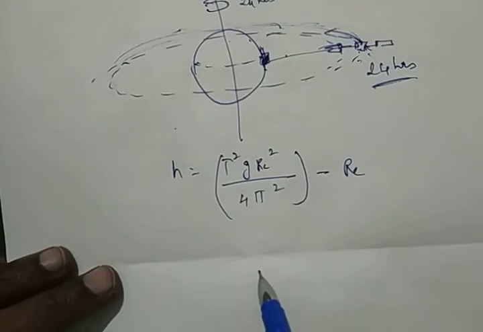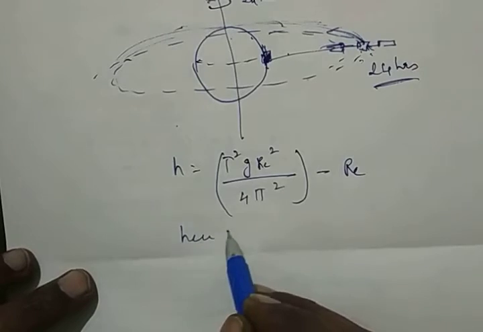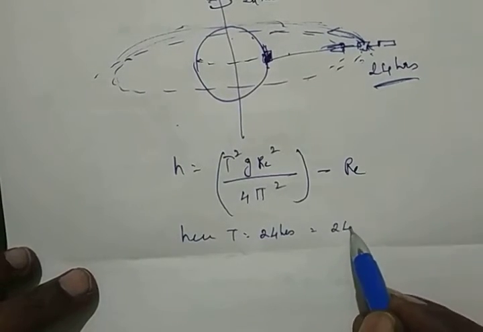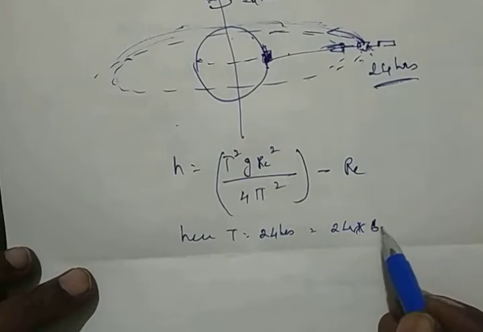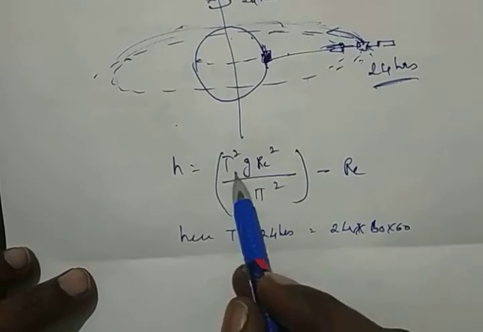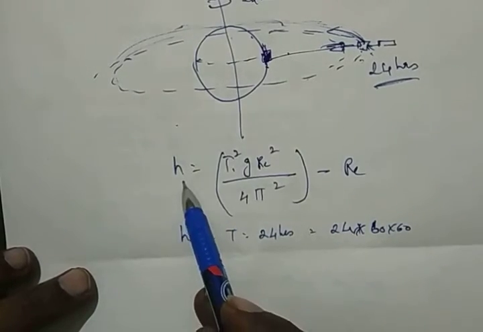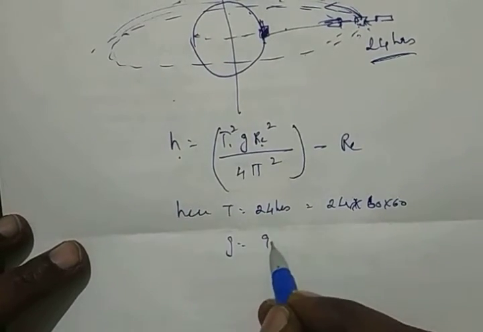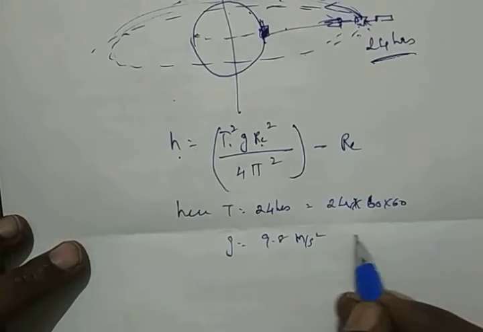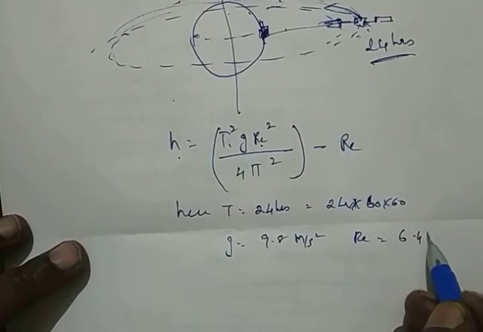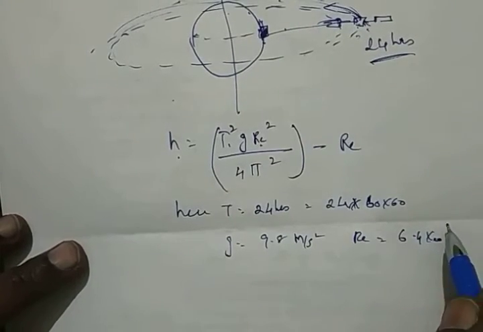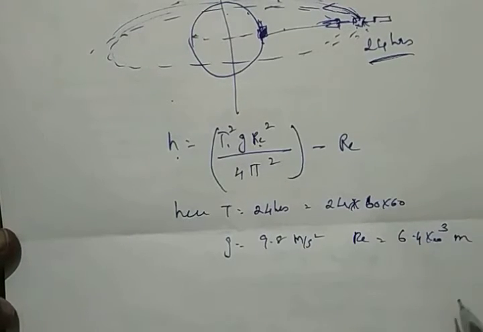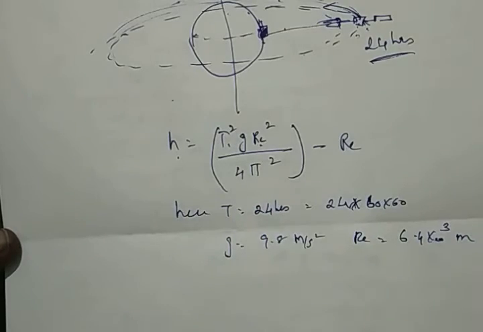Here T is going to be equal to 24 hours, that is 24 into 60 into 60 seconds. We want to know the height. G is equal to 9.8 meters per second square, and RE is equal to 6.4 into 10 to the power of 3 meters. Everything else is the same.